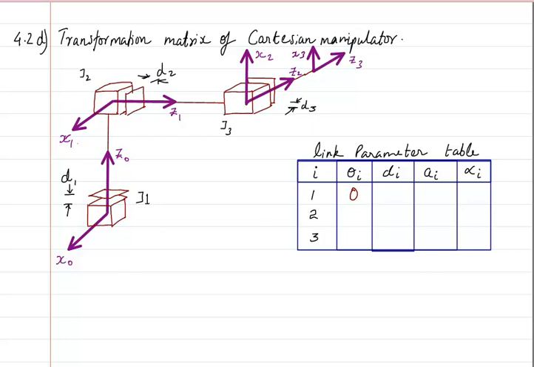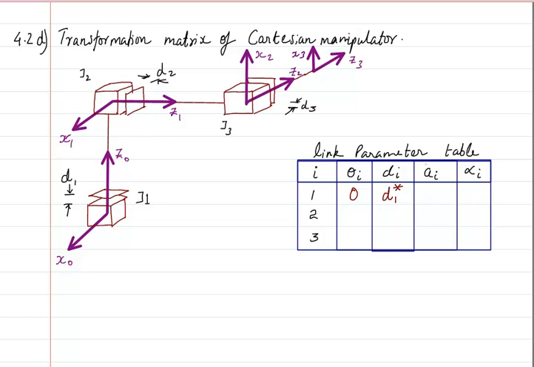Next, I have to move in the z direction, the z0 direction. I will move so that it reaches the second origin, that means x0 and x1 are collinear to each other. In that case, the distance moved here, since there is already a variable, I will write as d1 star.